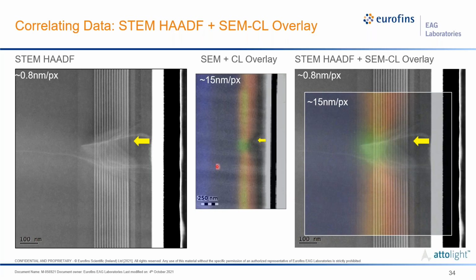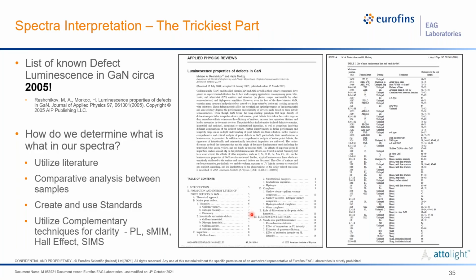And ultimately, what we'd really like to be able to do is take CL from this specific STEM sample itself. And so we're working towards that here in the lab, acquiring STEM-CL capability. The last thing I wanted to finish on was really to drive home the idea that spectral interpretation ends up being really the trickiest part of all of this, and can be very, very time consuming.